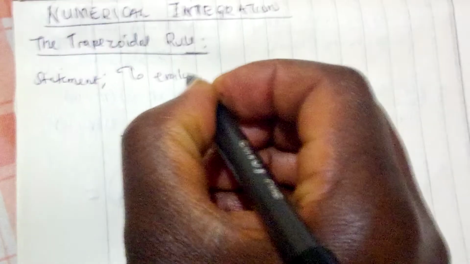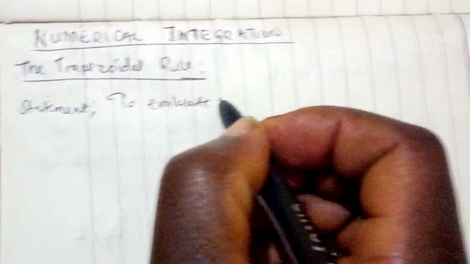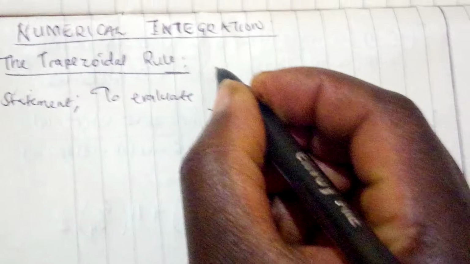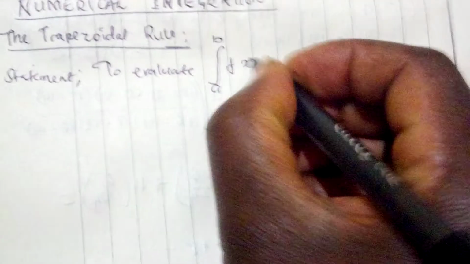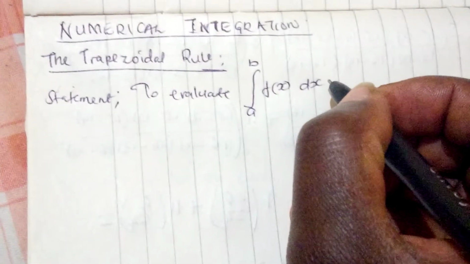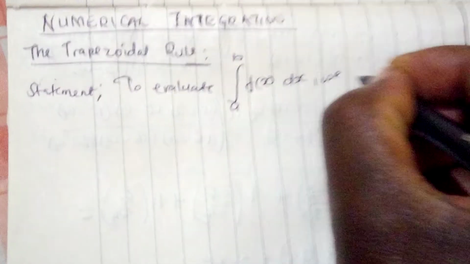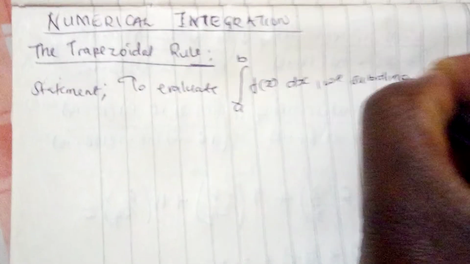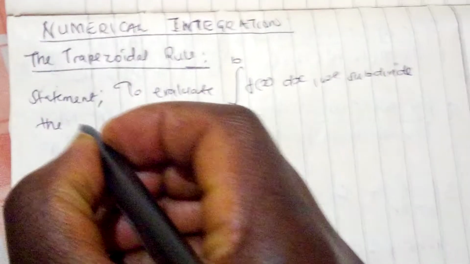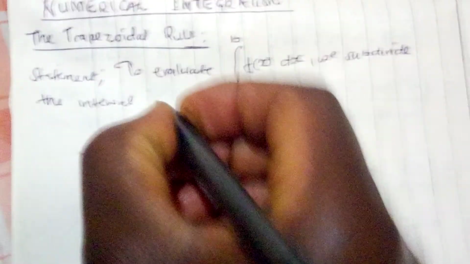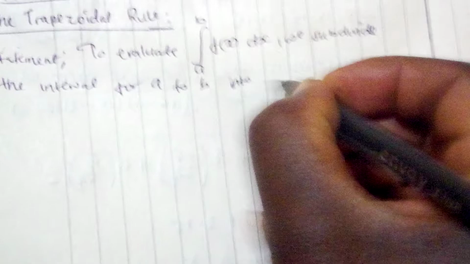To evaluate the integral with boundaries b and a of f(x) dx, we subdivide the interval from a to b into n subintervals.